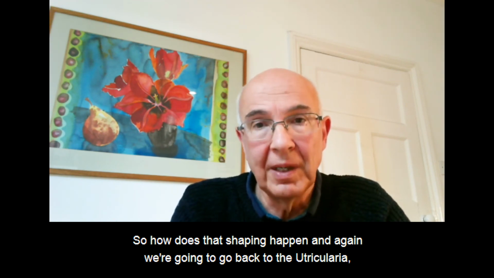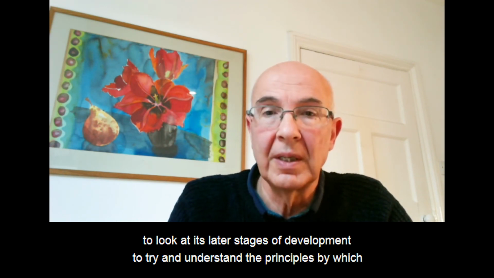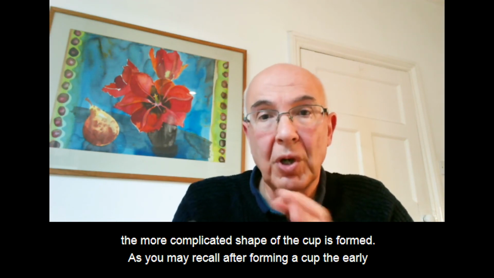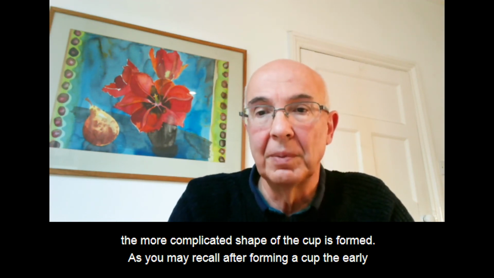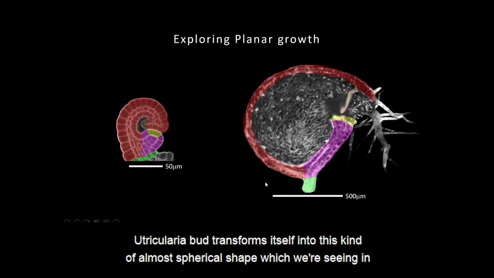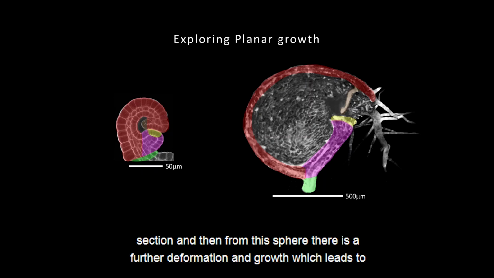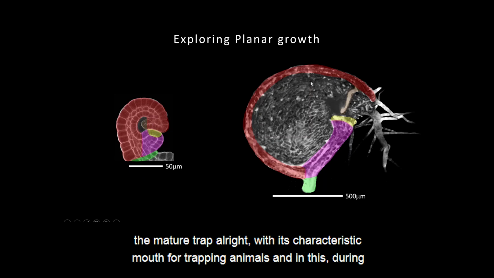And again, we're going to go back to the Utricularia to look at its later stages of development, to try and understand the principles by which the more complicated shape of the cup is formed. As you may recall, after forming a cup, the early Utricularia bud transforms itself into this kind of almost spherical shape, which we're seeing in section. And then from this sphere, there is a further deformation and growth, which leads to the mature trap, with its characteristic mouth for trapping animals.